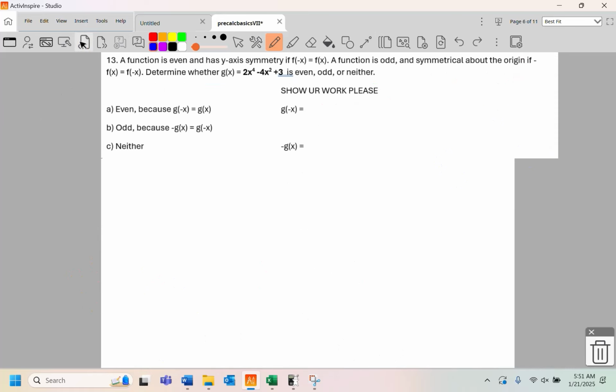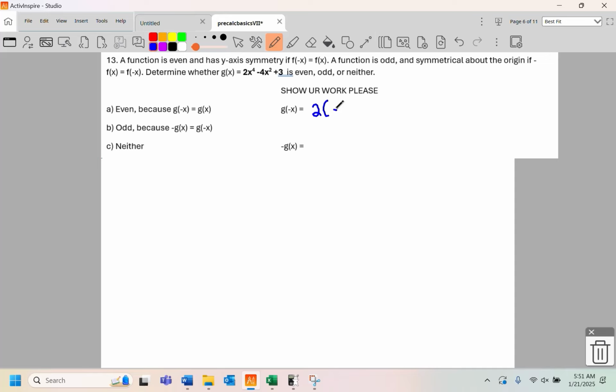Moving backwards. Function is even and has y-axis symmetry if f of negative x is equal to f of x. Function is odd and symmetrical about the origin if f of x equals f of negative x. Determine whether g of x equals 2x to the fourth minus 4x squared plus 3 is even, odd, or neither. This one will be an even function.